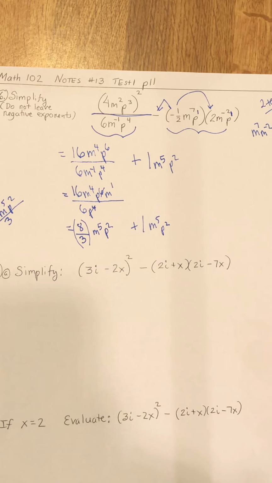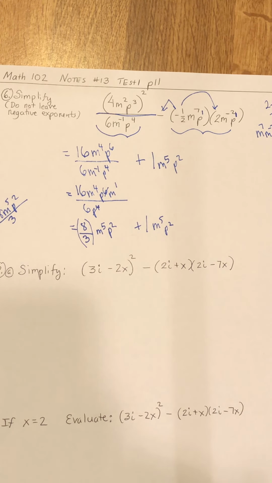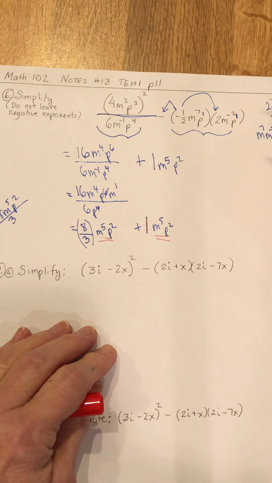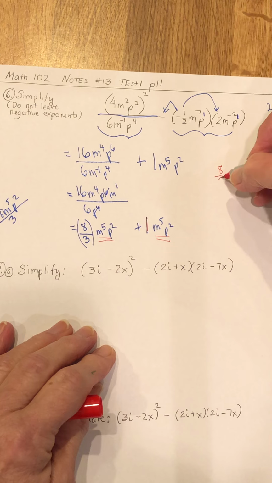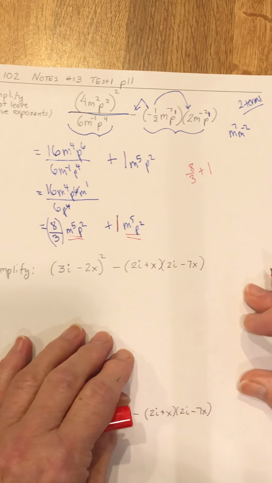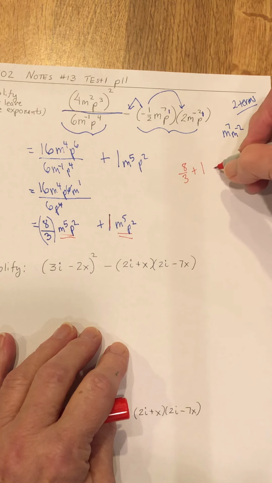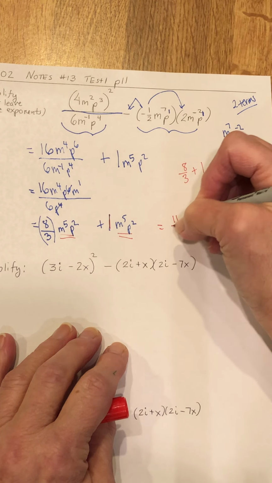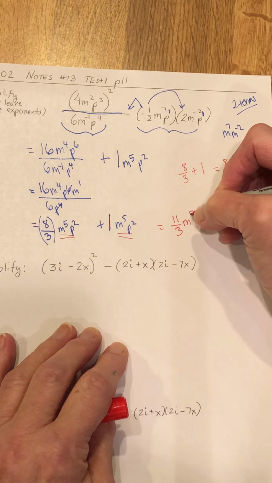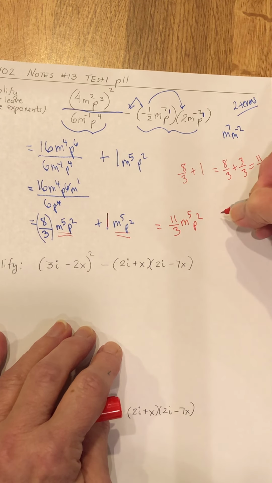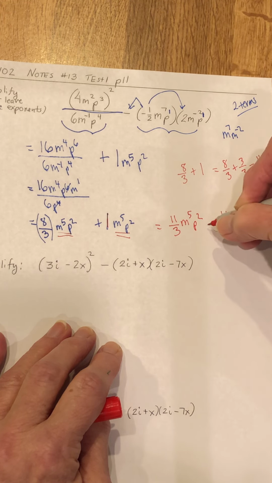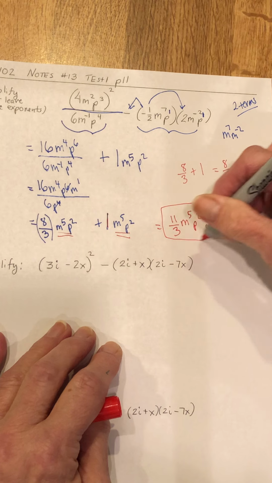And when you're adding like terms, you're just counting how many of these m to the 5th p squared you have. And the coefficients count how many, so I just add the coefficients, and if you want to, you can take that off to the side. And it's an easy problem. LCD is just 3, so 1 is 3 over 3. This is just 11/3. So it would be 11/3 m to the 5th p squared. You could also write it as 11 m to the 5th p squared all over 3. Doesn't matter.